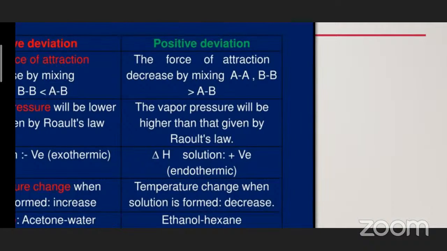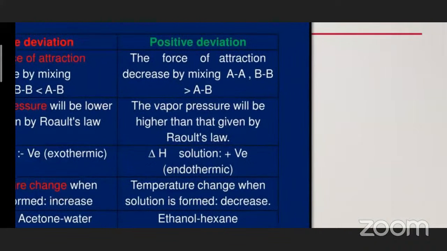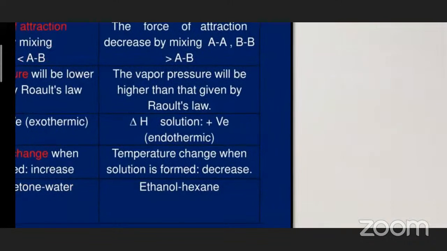So when these are going more into the vapor phase, the vapor pressure is more than expected by Raoult's law. Actually, we are getting more vapor pressure than shown by Raoult's law. Than the expected one, we are getting real ones more. So you see here, the vapor pressure will be higher than that given by Raoult's law. And delta H of the solution, that means heat of solution, is positive.